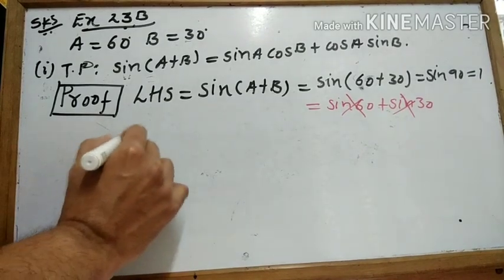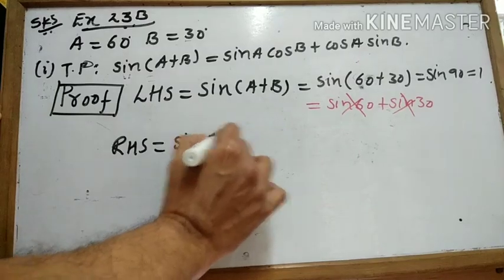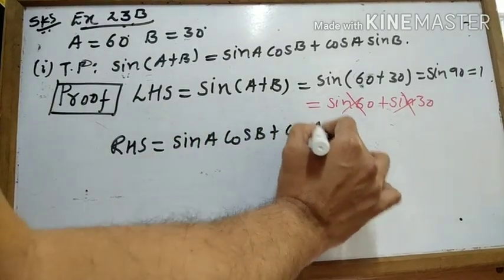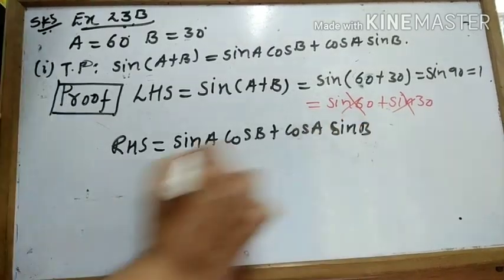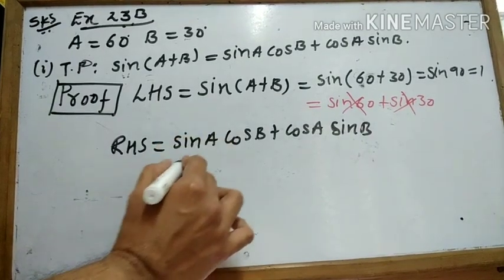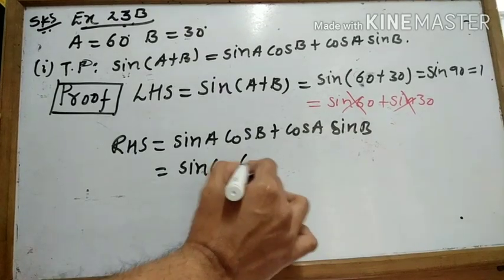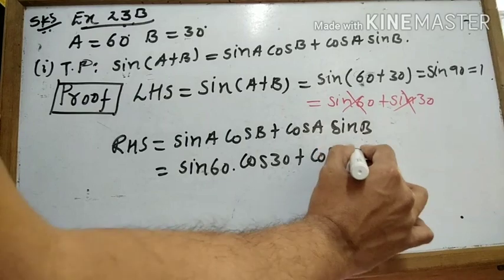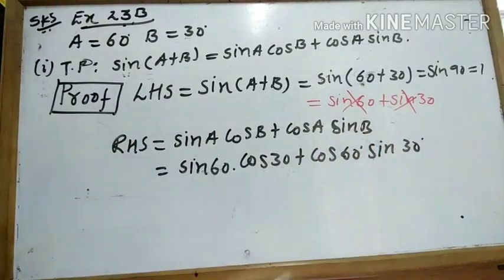Right hand side says sine a into cos b plus cos a into sine b. Now, as I told you, we have to first substitute the value: sine a, that is sine of 60 degree, into cos of b, that is cos of 30 degree. Again, a value to be substituted as 60 and b value to be substituted as 30.